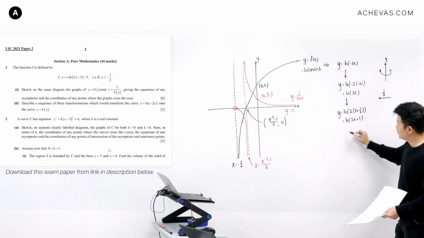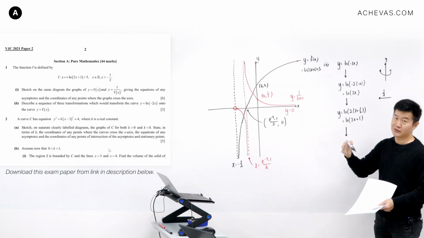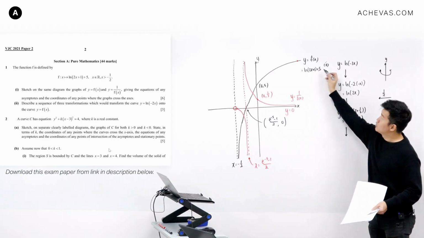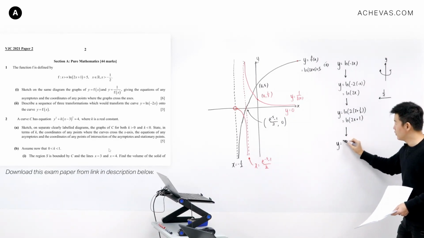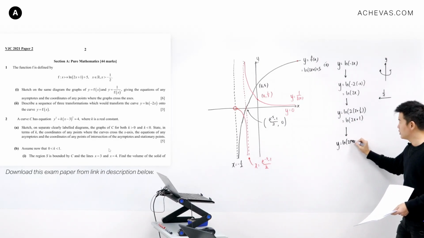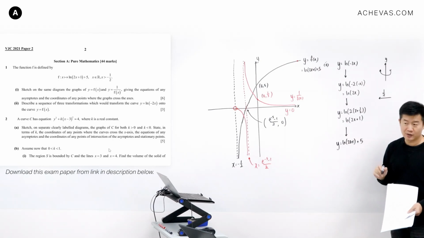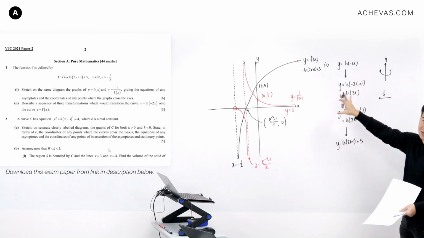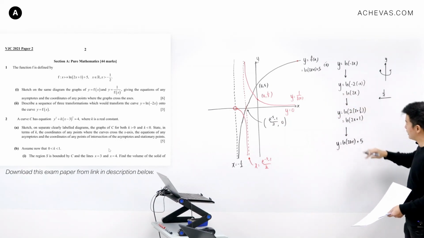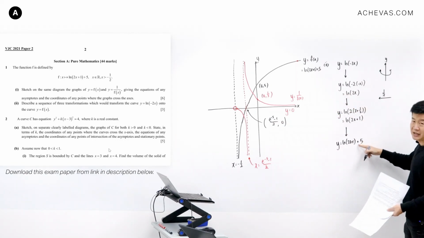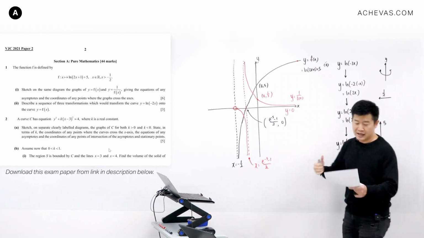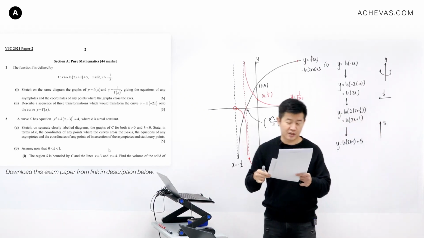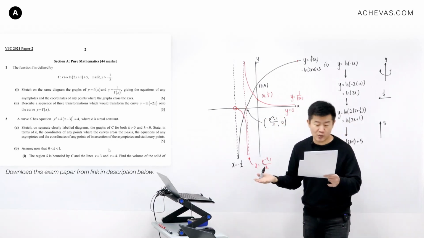And one last transformation, because the question asks for 3 transformations to get this. The one last transformation is to get this plus 5. So I'm going to take this original equation here, and I'm going to add 5 to it. Okay, this is easy, and this will get us our final expression, the final graph that we are supposed to get. So plus 5, this is going to be a translation of 5 units in the positive y direction. Okay, we have completed question number 1.